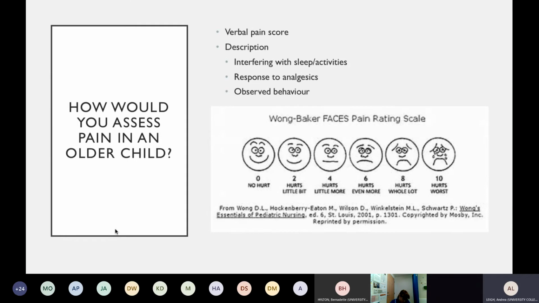How that person interprets that response to pain, we have to remember that pain is a response to a stimulus, and that response is influenced by loads of different things. So this is the Wong-Baker pain scale, and that is also quite helpful, and can be used from the age of 3.